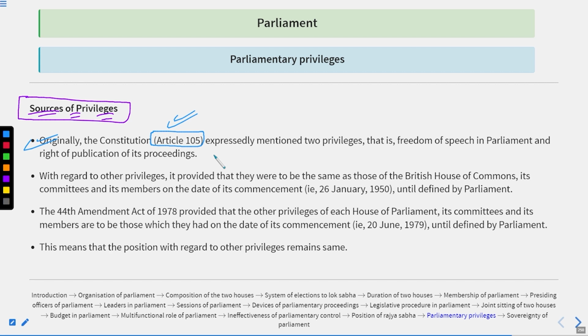Got it? So, the Constitution's Article 105 expressly mentions two privileges. And what are these? First is the freedom of speech in Parliament, and the right of publication of its proceedings. Got it? It means that it doesn't matter which member.